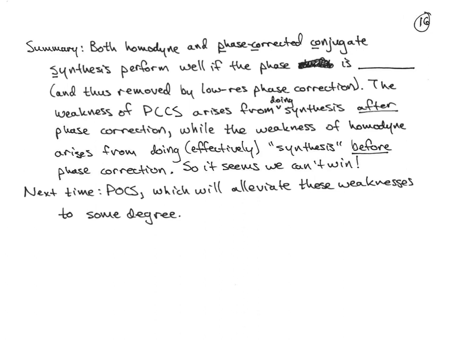Okay, so to summarize, both homodyne and phase-corrected conjugate synthesis perform really well if the underlying image phase is smooth, and thus can be removed by a low-resolution phase correction. The weakness of phase-corrected conjugate synthesis arises from doing synthesis after phase correction. That is because you get the blurring across the weighting function, while the weakness of homodyne arises from effectively doing synthesis before phase correction. So it seems that we can't win either way we do it. So in the next lecture, we'll talk about POCs, or projection onto convex sets, which will alleviate these weaknesses to some degree.